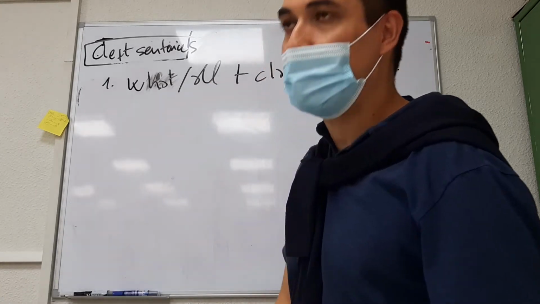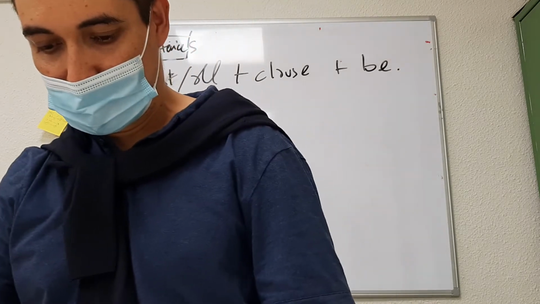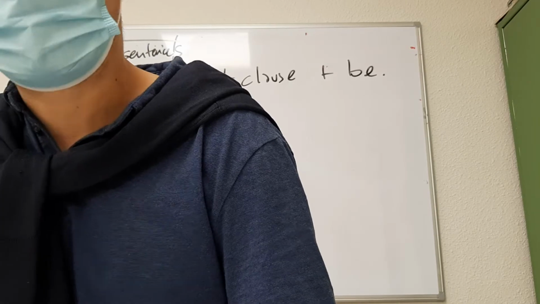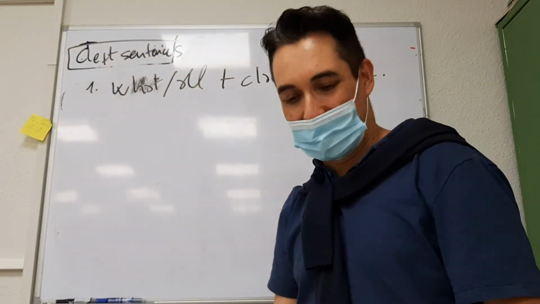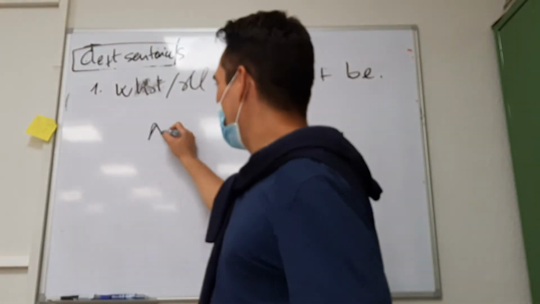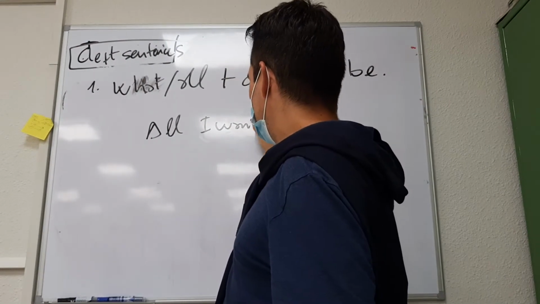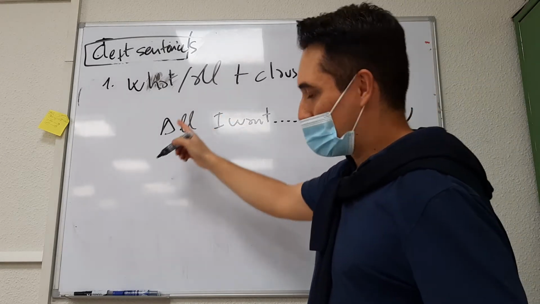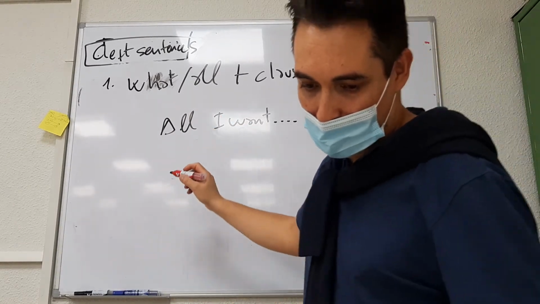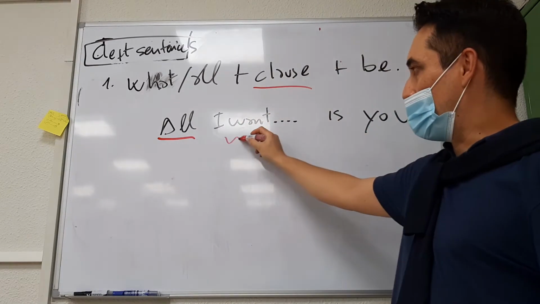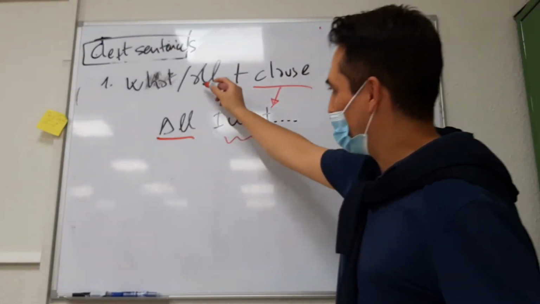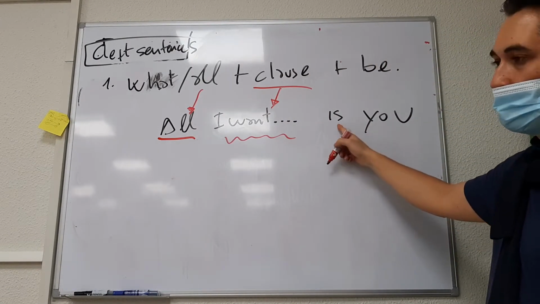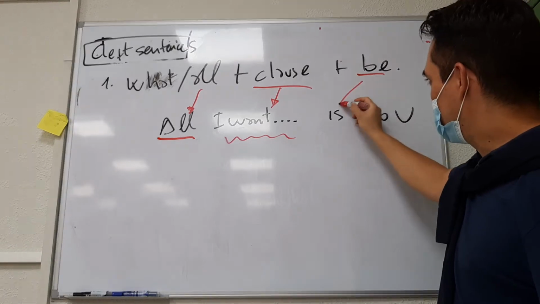I want many things for Christmas, but it is you that I really, really want. There is a song: All I want for Christmas is you. Starting with all, then the clause I want for Christmas, and then the verb to be, is you.